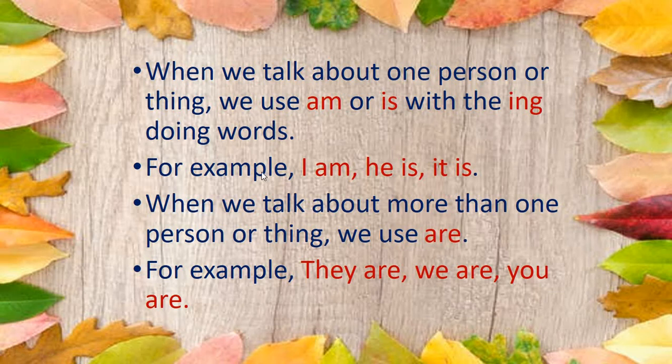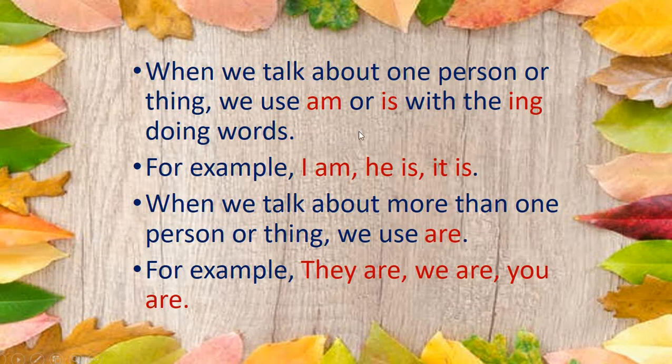Understood? Now see, when we talk about more than one person or thing, we use are. This we have learned in the use of am, is, are. So you all know that when we talk about more than one person or thing, we use are. And see, here examples are given. They are, we are, you are. Understood, children?